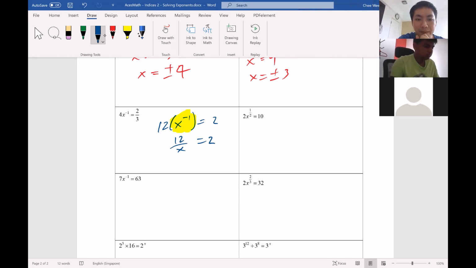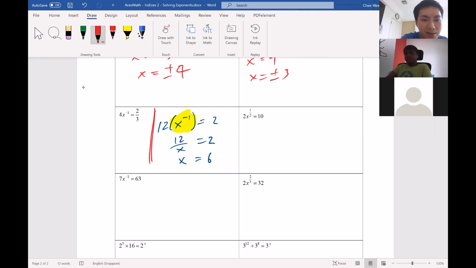So 12 divided by 2 is 6. x equals 6. Okay, understand? So you can choose to do something like this, or we can choose to do something like this also. So I want to isolate the algebra. So x to the power of -1 is equal to 2 over 12. Then you must understand that when you have negative powers means you swap the fraction, right? So x to the power of 1 must be equal to 12 over 2, which is equal to 6, right? Okay, so both are accepted in this case.